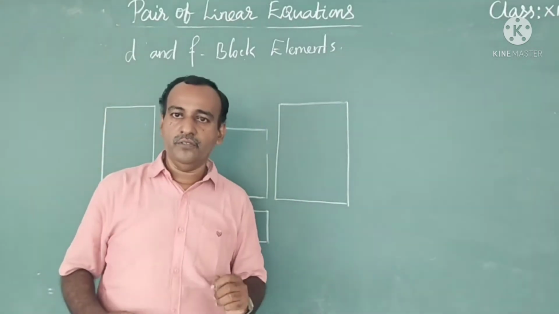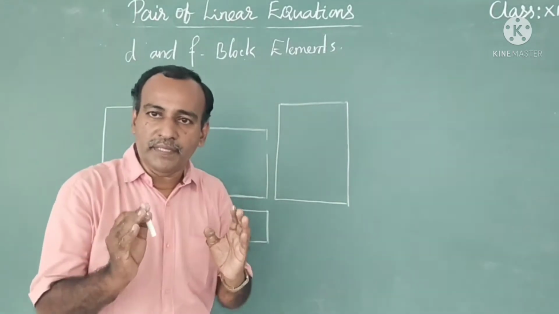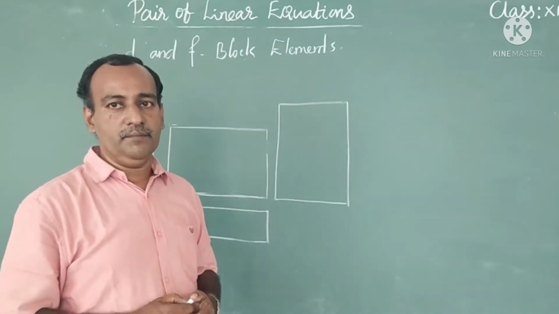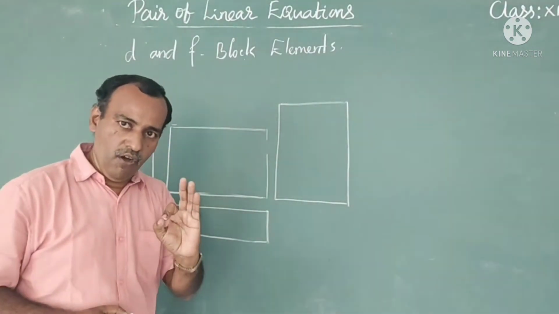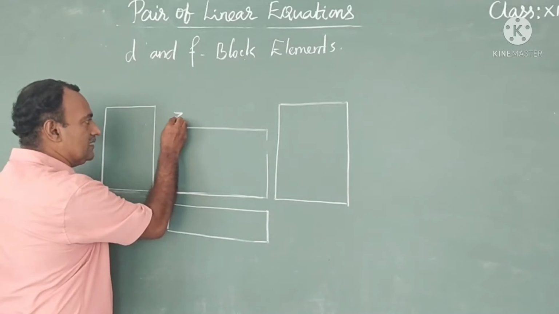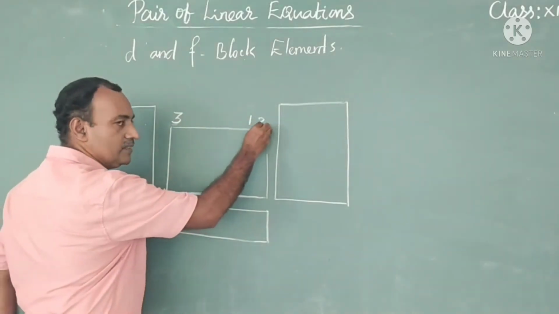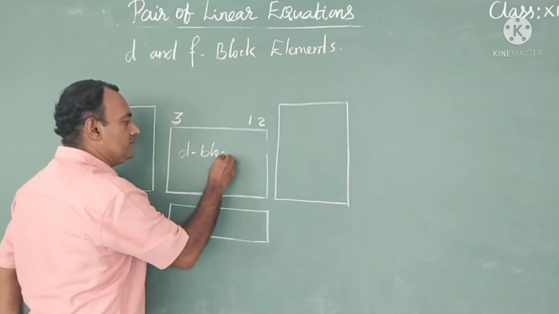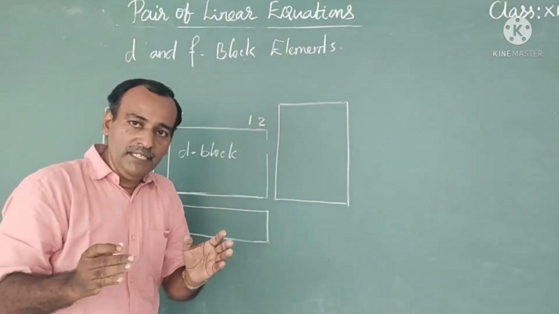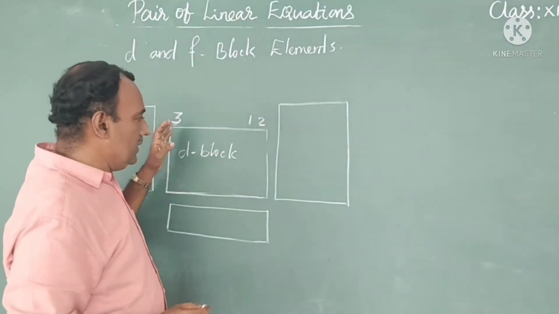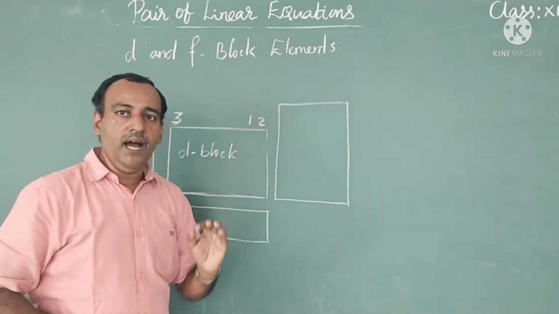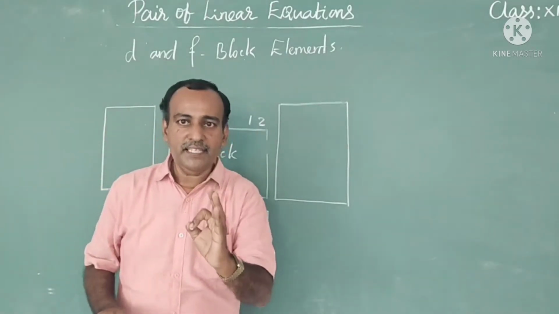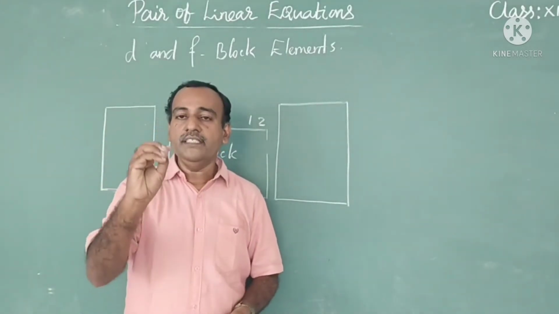As you all know, in the long form of the periodic table or the modern periodic table, the elements of group number 3 to 12 are called D block elements. What are D block elements? Elements from group number 3 to 12 are called D block elements. Why are these elements called D block?